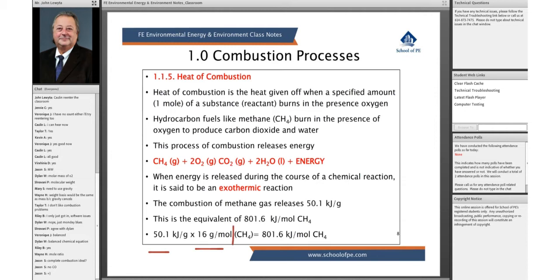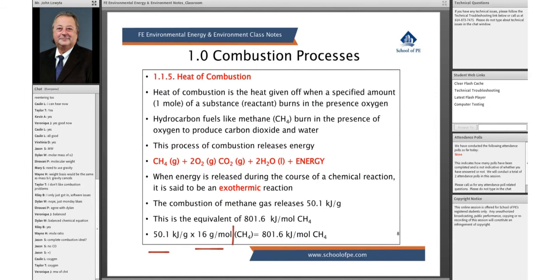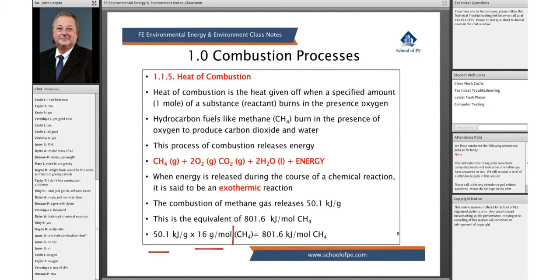What's the 16 grams per mole? Right, carbon and H4. Molecular weight.